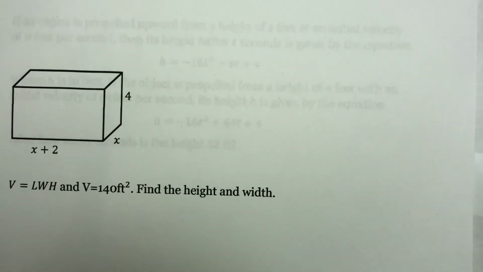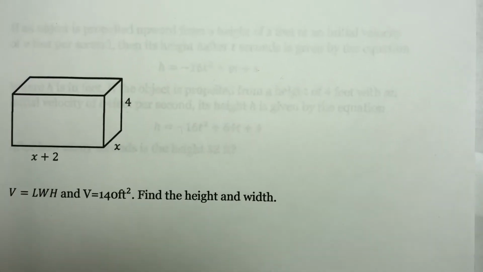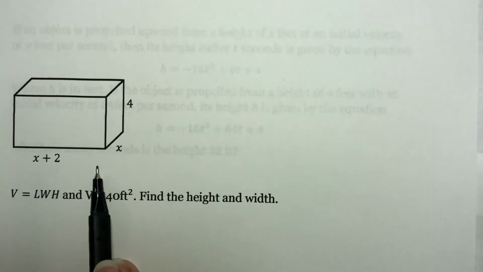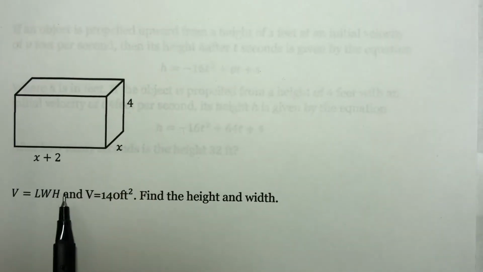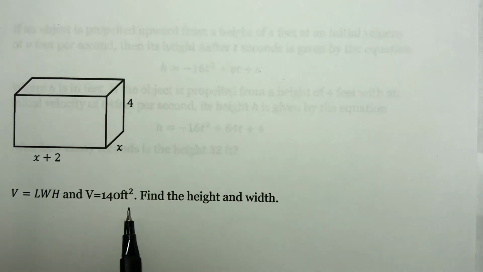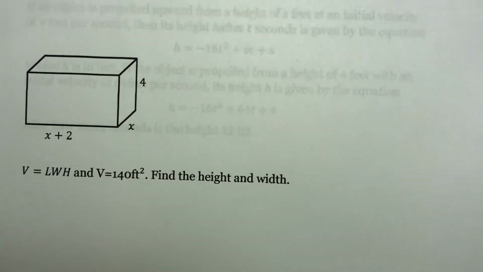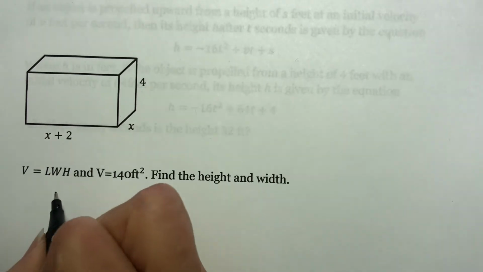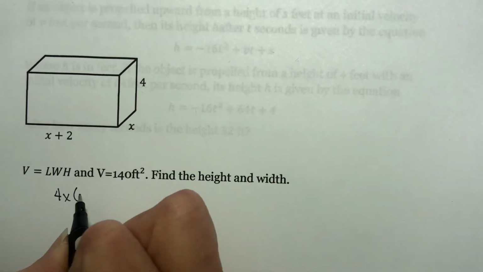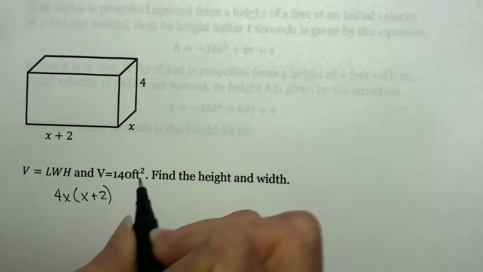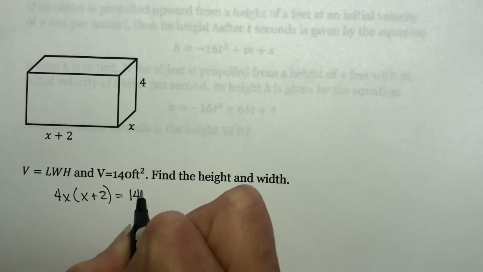Okay, so let's try this one. It's extremely similar. We are told that the volume of this box, length times width times height, and it does not matter which you call which, has to equal 140. Okay, so I'm going to multiply these three things together to get 4 times x, so 4x times x plus 2 is equal to 140.